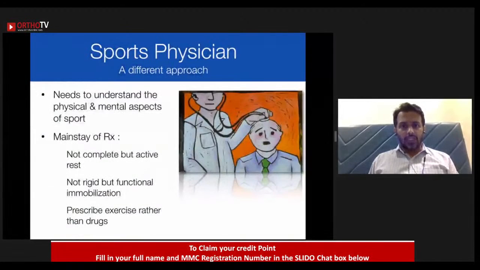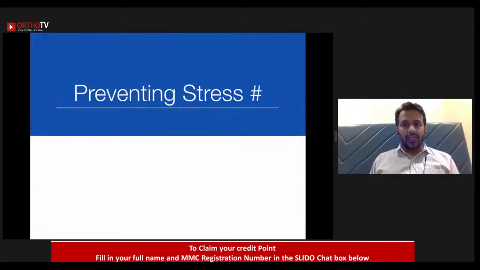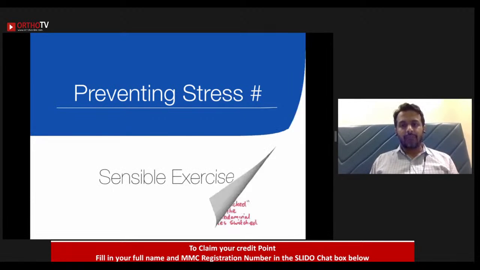So you need to understand the physical and the mental aspects of the sport. Do not give complete rest, but give active rest. Do not rigidly immobilize, but give functional immobilization. And you need to prescribe the correct exercises rather than medicines in such problems. So in preventing stress fractures, the most important thing is sensible exercises and training.